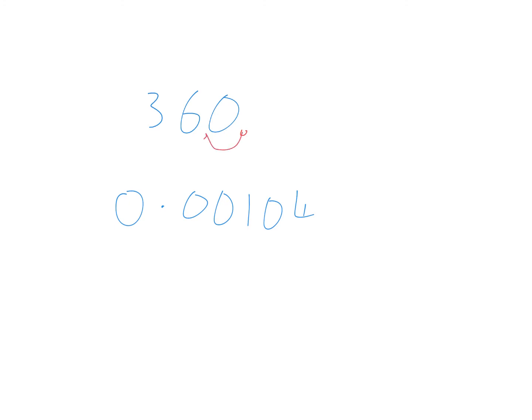We want to move it so there's only one number in front of the decimal place. So let's change that to 3.6. You don't need to do 3.60, but you can if you want. And then we moved it over 2 places. So it's going to be 10 to the power of 2. And that will be done.